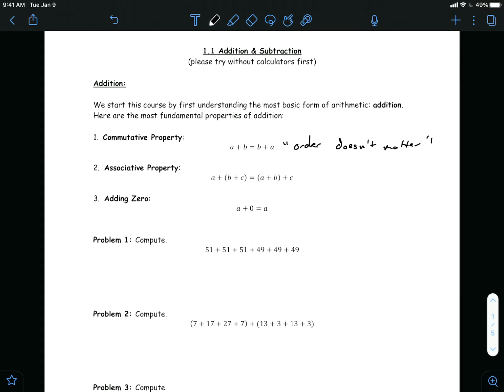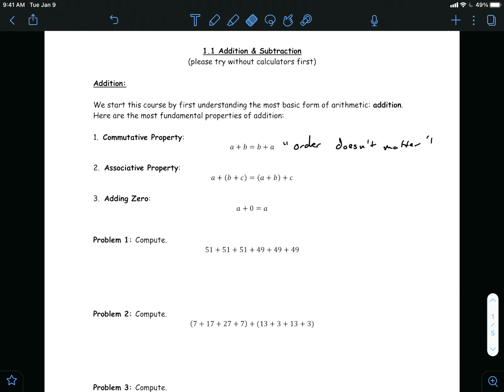How many of you want to go like this? Add these 3 up, add those 3 up. Why not? Because 51 plus 49 is 100. You just multiply that by 3. Okay, you could do that. Yeah. So okay, let's talk about that.